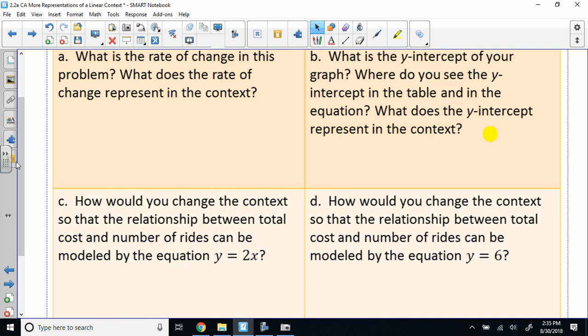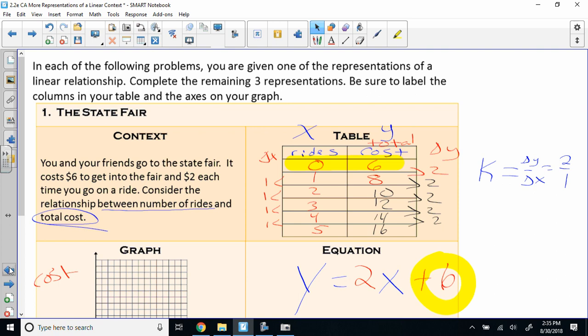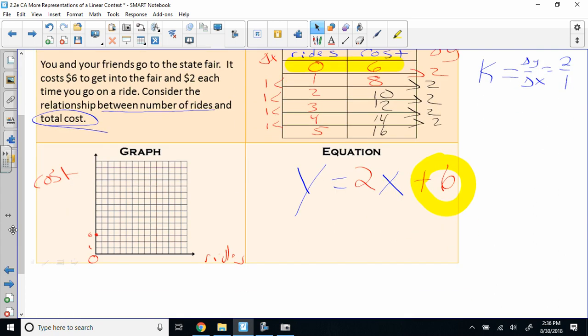Where do you see your y-intercept? In the table and then in the equation. In the table, we see it where? When x is what? In the equation, we see it as whatever is added or subtracted. Does that make sense? That's the y-intercept. In a graph, we see it right there, the point that is on the y-axis, right?